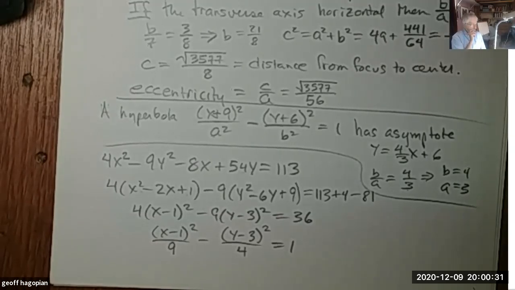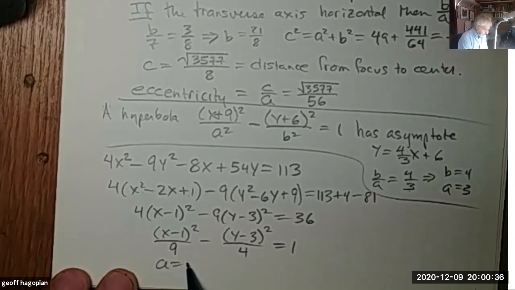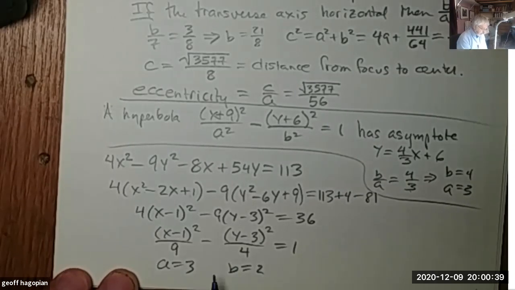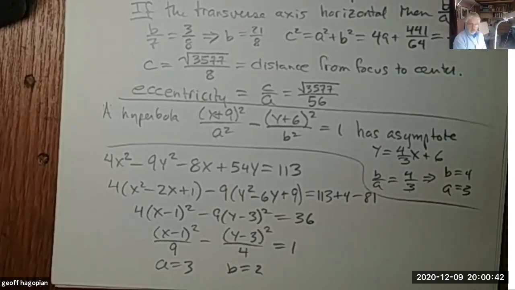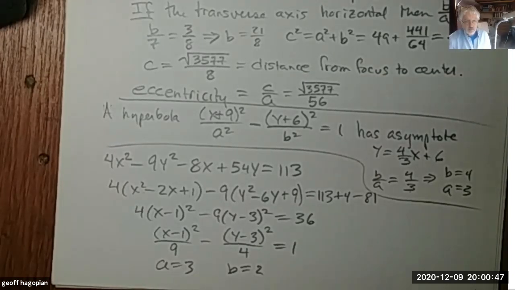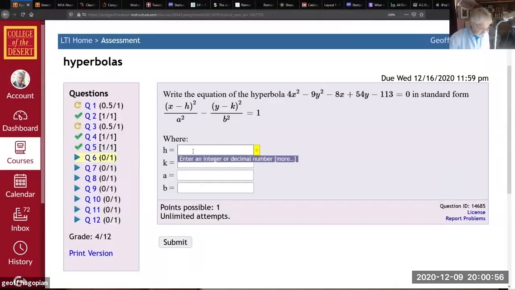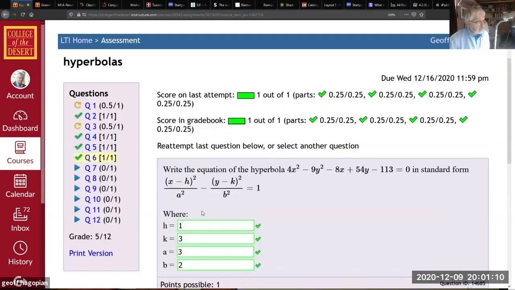What do they want to know? They want to know where the center is and what A and B are, right? So A is 3, it's the bigger one, right? And B is, well, A, no, it's the one that goes with the positive term. On an ellipse, it's the bigger one. On a hyperbola, it's the one that goes with the positive term before the minus, right? Okay, so let's type those in. The center is at x equals 1 and y equals 3, and A is 3 and B is 2. And that is all correct.